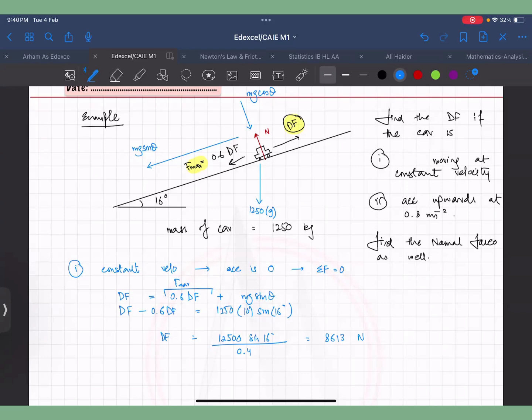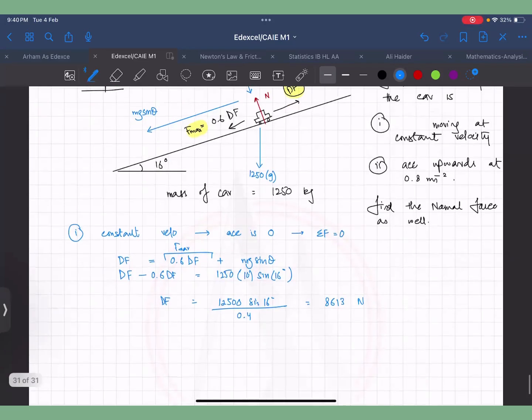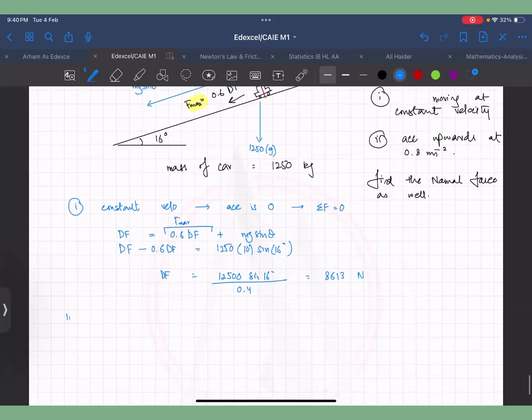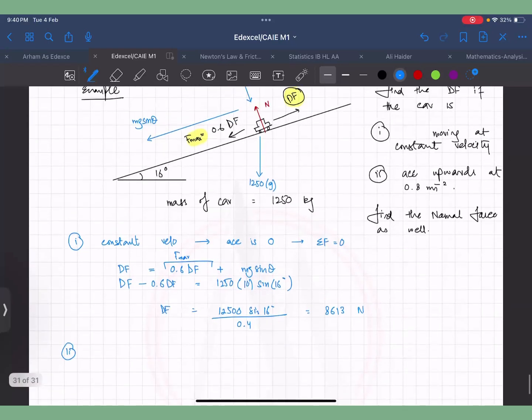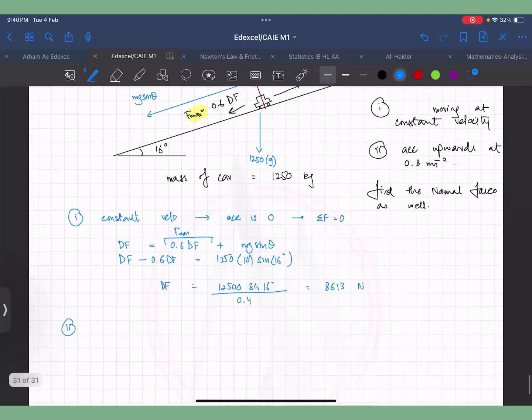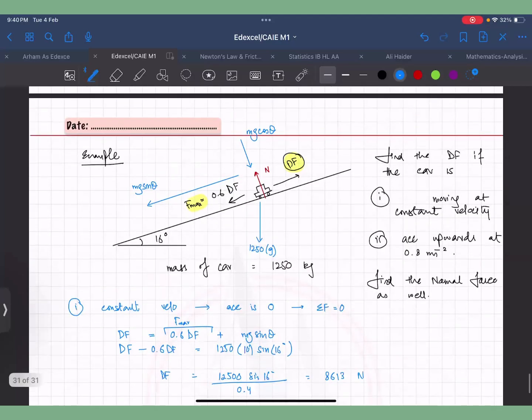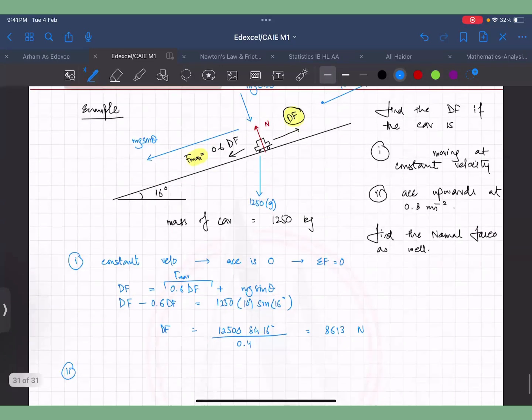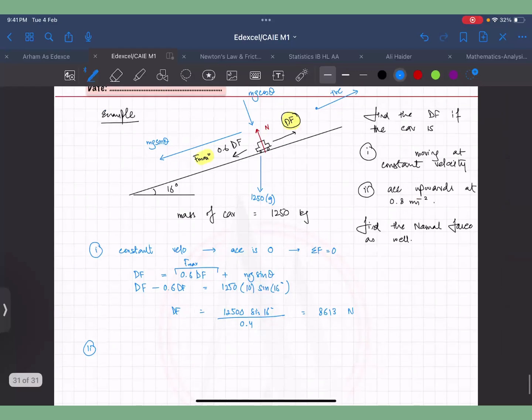So we equate the upward acting forces and the downward acting forces. Okay, for the second part, now they have given us that the acceleration is upwards. So we have to use the sign convention again. The sign convention I mostly use is that if something is going upwards, I take it positive. So everything which is upwards, acceleration and forces, I would take it positive. So F equals ma because there is acceleration.